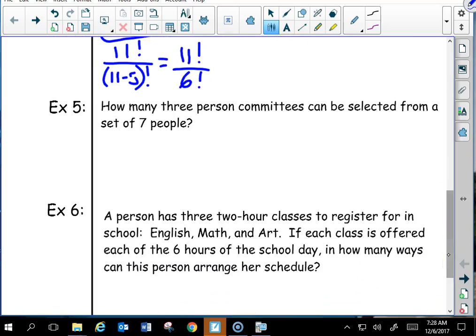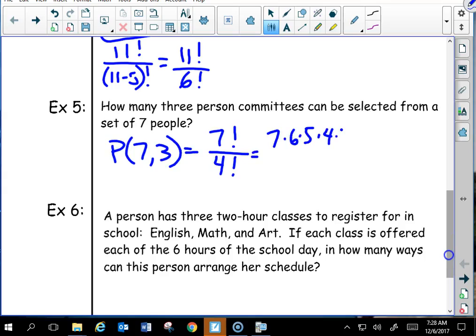How many 3-person committees can be selected from a set of 7 people? Again, this is a permutation. And we get 7 factorial over 7 minus 3, or 4 factorial. So I find these actually, if the numbers are small, then it's actually easier to just use the formula. And sometimes 6 times 5 is 210.